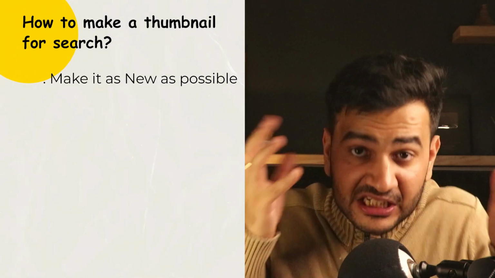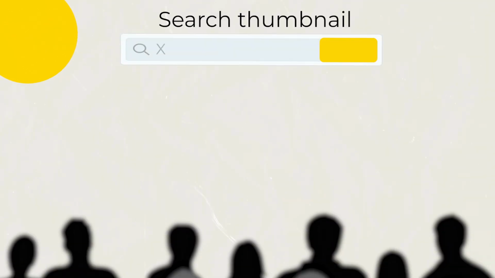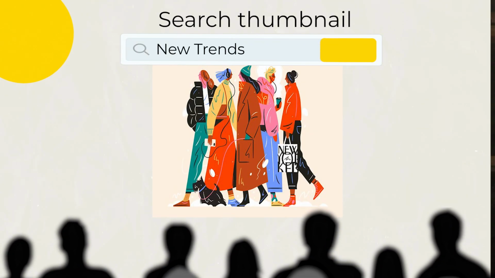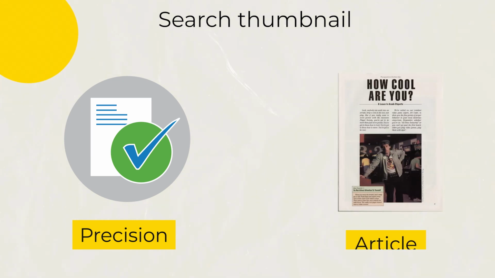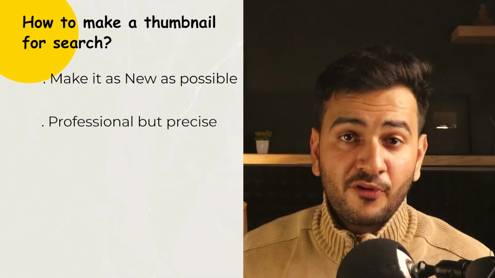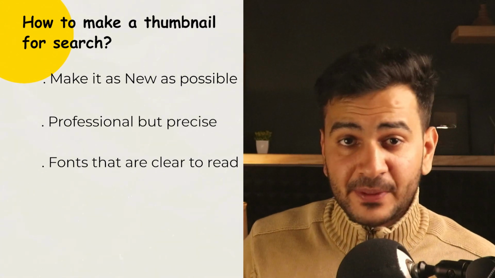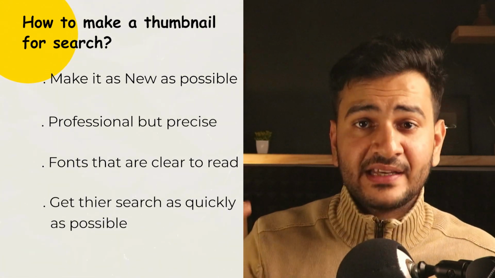Now the question is how to make the thumbnail for search. The answer: make the thumbnail as new as possible. People search to keep themselves updated to new trends. So search thumbnails require precision. They are like an article in the newspaper. Professional but precise. Fonts that are clear to read and help people to get their search as quickly as possible.